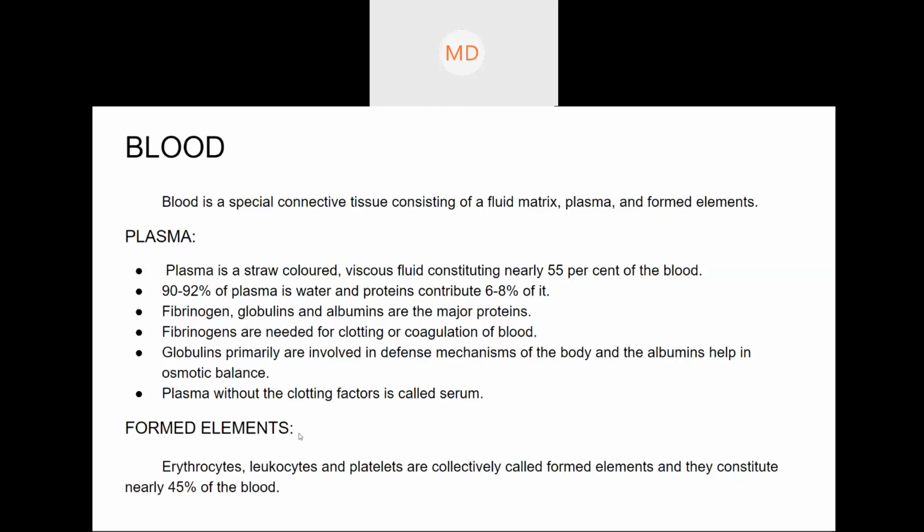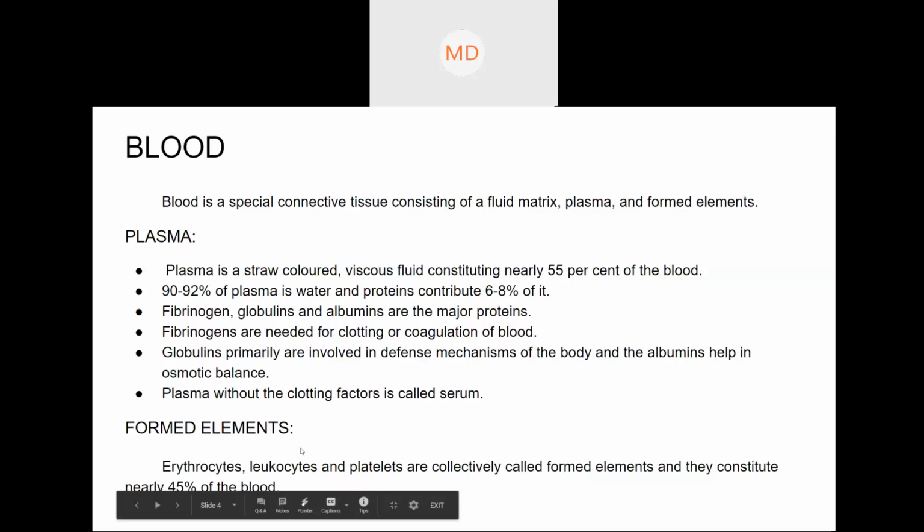Next we'll start from formed elements. Actually, this is where we had to start because this one was discussed last class. So formed elements are the blood cells. There are three types of blood cells. I guess all of you know it. That is red blood cells, white blood cells, and platelets. Red blood cells are also known as erythrocytes, white blood cells as leukocytes, and platelets as thrombocytes.